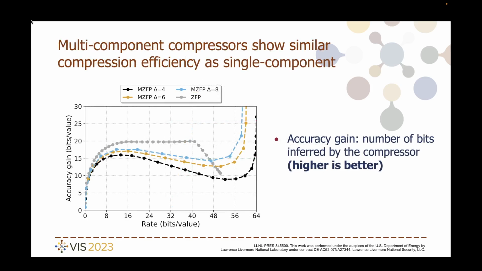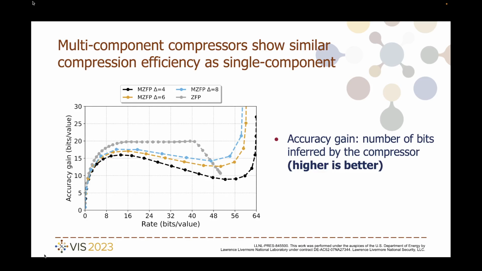Next, we look at compression efficiency through a metric called accuracy gain, which indicates the number of bits inferred by the compressor as a function of aggregate rate. This plot shows results for ZFP and MZFP at true granularities with delta equal to 4, 6, and 8. We see that higher values of delta improve the compression efficiency for MZFP.